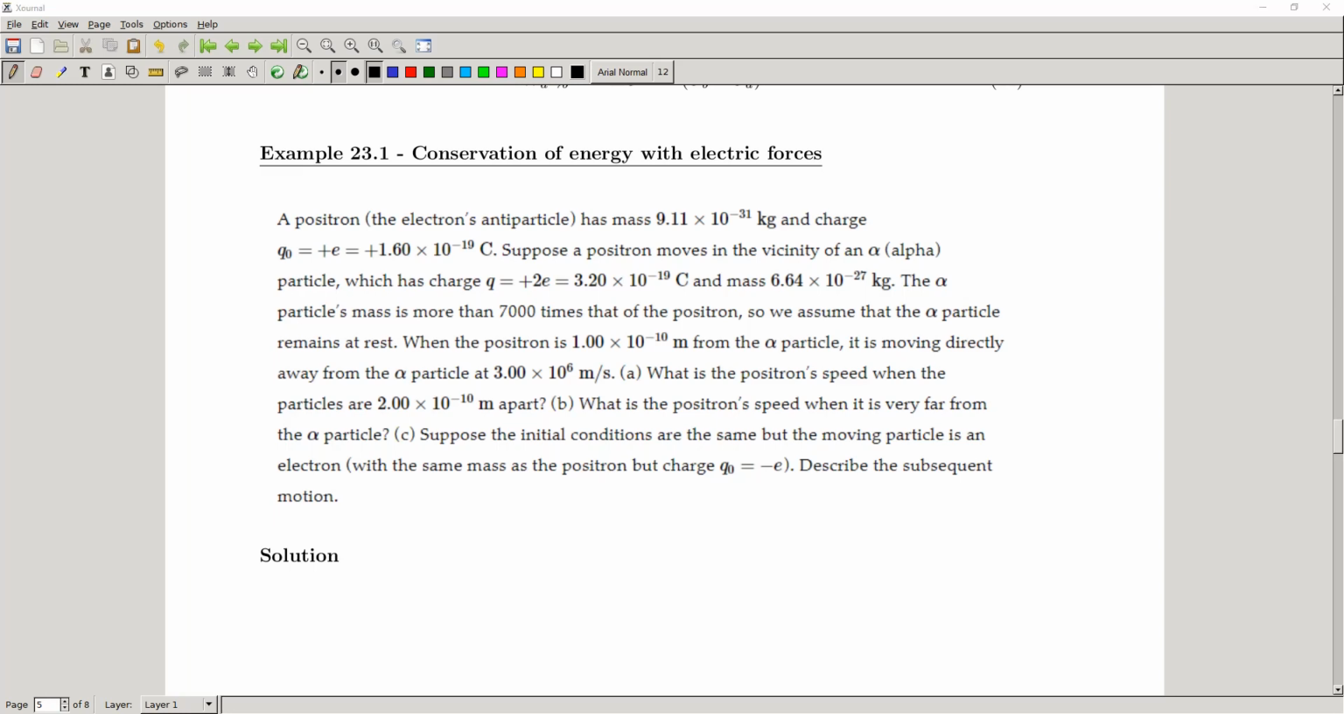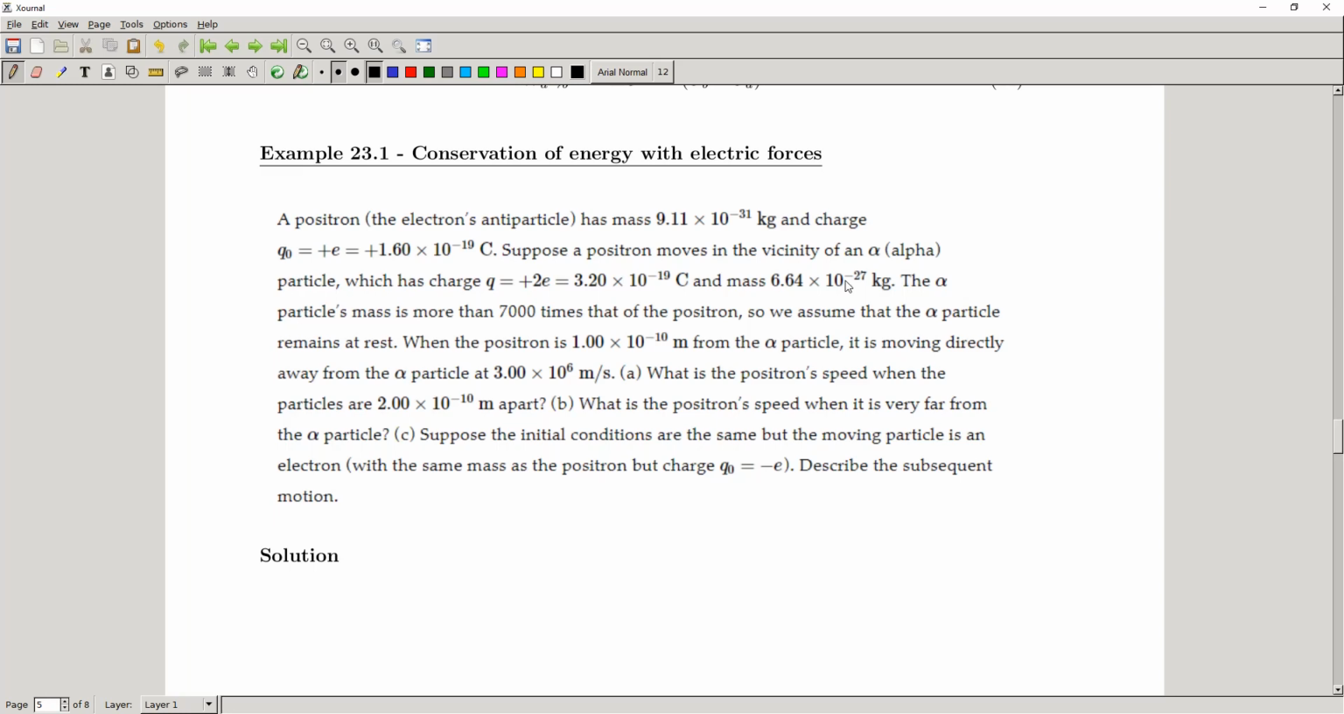Okay, so we can get into the example now. This is example 23.1 from the text. We're looking at conservation of energy with electric forces. And so what do we have here? We have a positron, which is the electron's antiparticle, and we're given the mass, and we're given its charge, and then we suppose that it moves in the vicinity of an alpha particle, and it's not really important what it is, but basically we're given its charge and its mass.